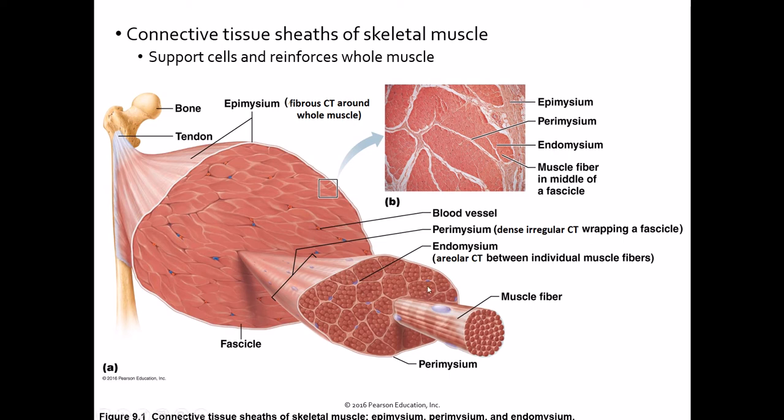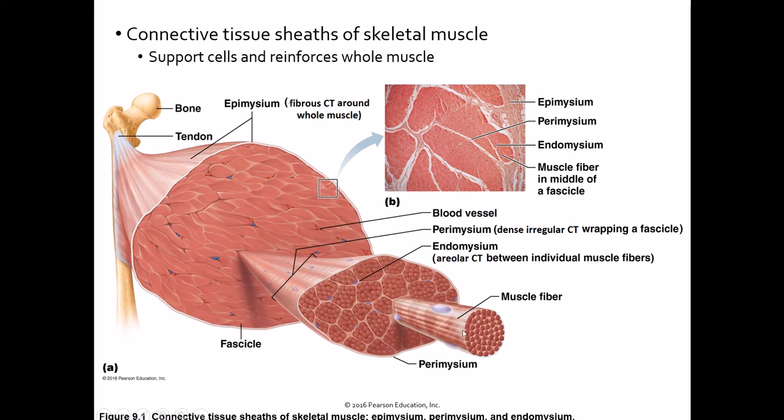So if we start at the most microscopic level, a single muscle fiber or a single muscle cell gets covered in a membrane that we call endomysium. It's areolar connective tissue, so it's very loose. Lots of stuff can move through it real easily. Around every single muscle fiber, you're going to find that.